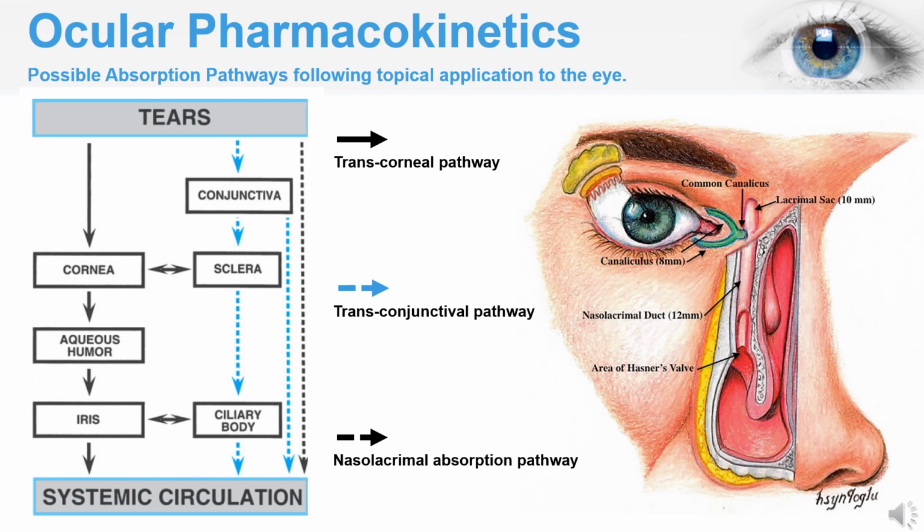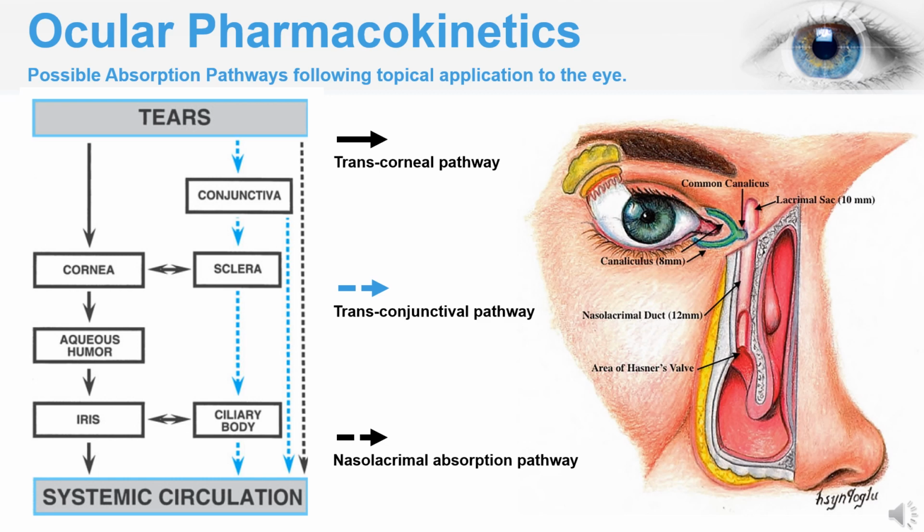Topically administered drugs may undergo systemic distribution primarily by transcorneal, transconjunctival, and nasolacrimal absorption pathways. Transcorneal is the major pathway for drug absorption. The aqueous humor accumulates the drugs, which are then distributed to intraocular structures and potentially to the systemic circulation.